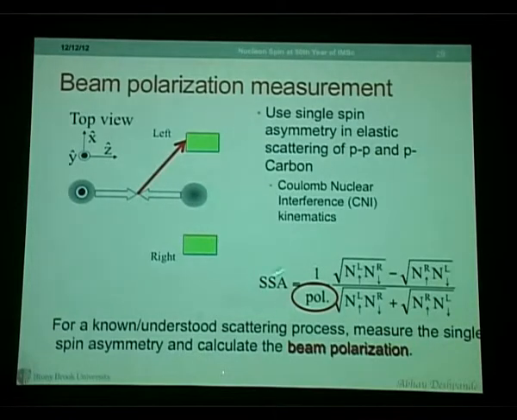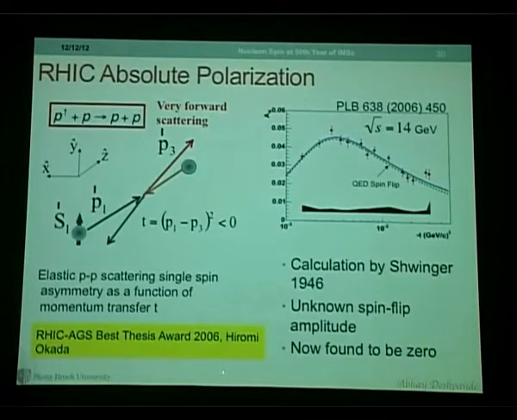And we knew that there was a Schwinger calculation actually in 1946 of what the asymmetry should be. And we had to measure that. We didn't know the polarization, but we knew the theoretical value, and we tried to do it, and we succeeded, as is shown in the next plot. This was Schwinger's calculation from 1946, and we came up with this data point.